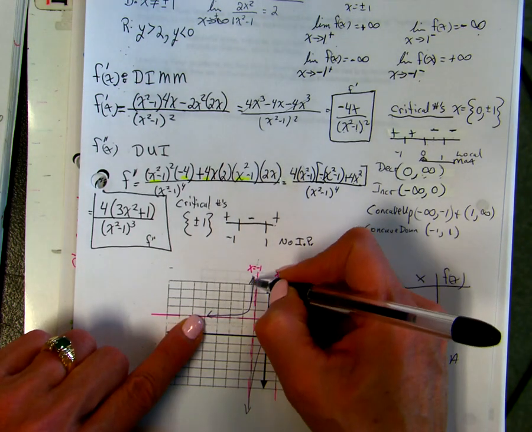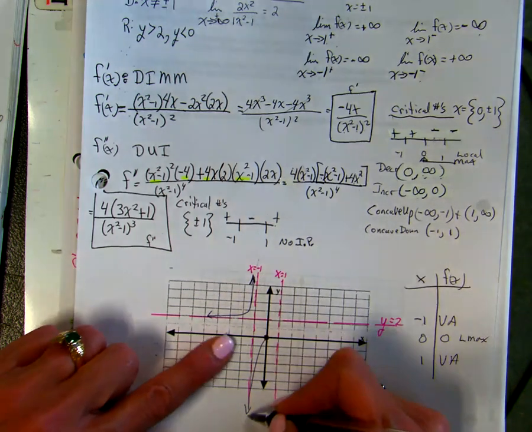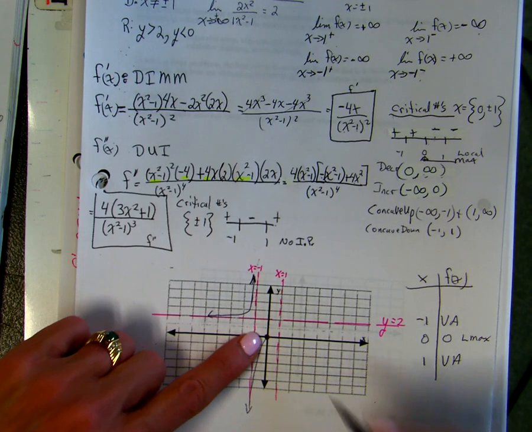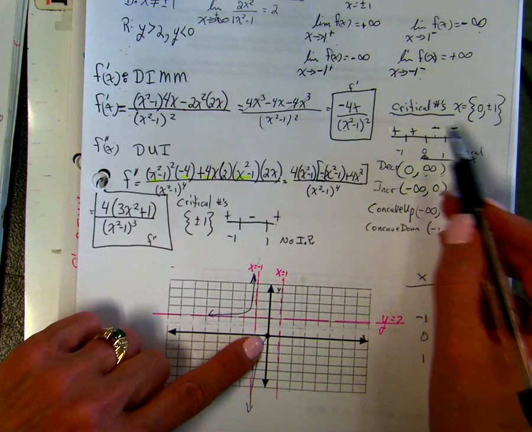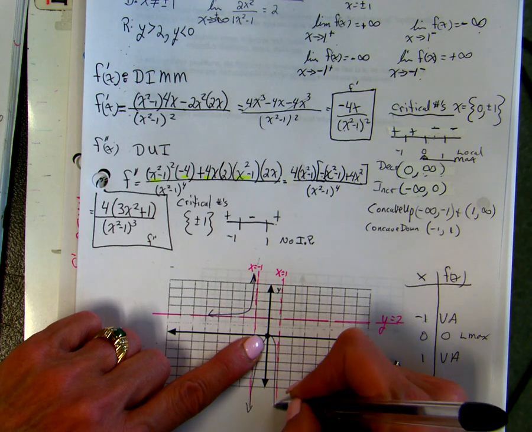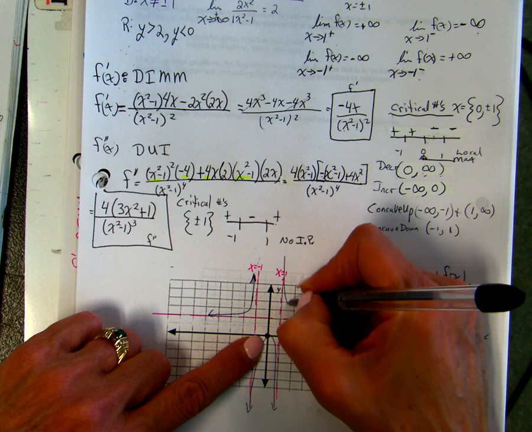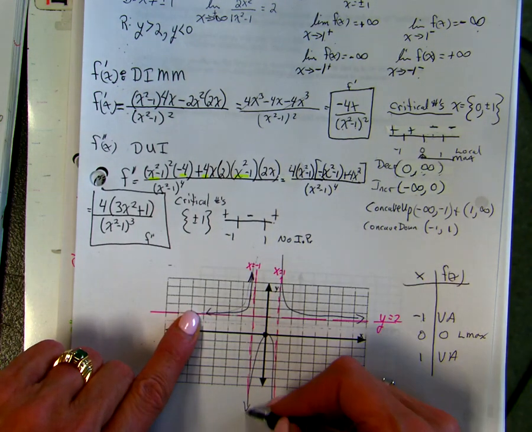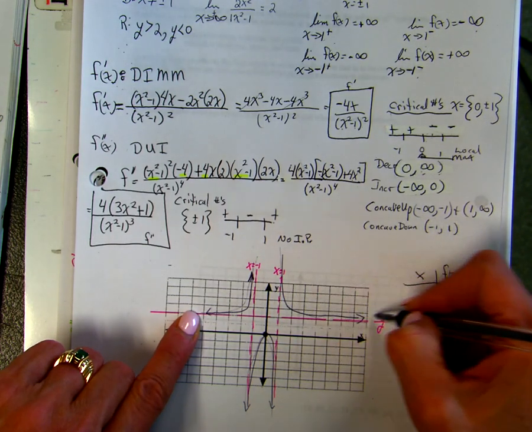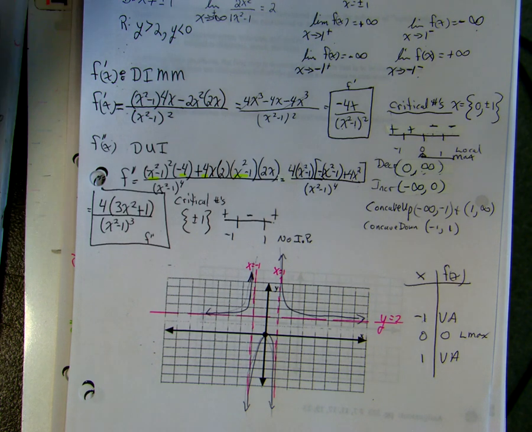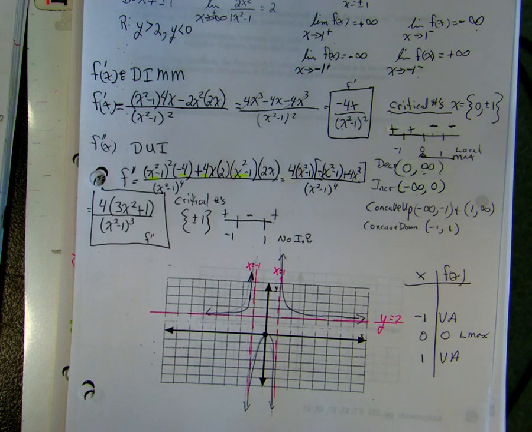So this function's still increasing. Do you see how it's increasing all the way up, up, up? And it started way down here and it's still increasing. And when I hit 0, my function starts to decrease. And it still decreases ever after that. You see that this is concave up, this is concave down, and this is concave up. I have no inflection points because those critical numbers were vertical asymptotes.